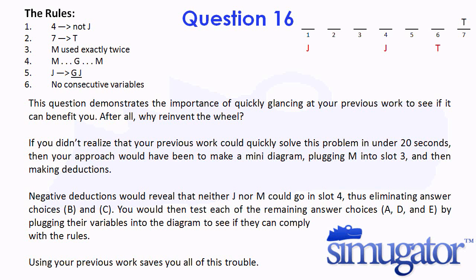This question demonstrates the importance of quickly glancing at your previous work to see if it can benefit you. After all, why reinvent the wheel or do unnecessary work? If you didn't realize that your previous work could quickly solve this problem in under 20 seconds, then your approach would have been to make a mini diagram, plugging M into slot 3, then making deductions. Negative deductions would reveal that neither J nor M could go into slot 4, thus eliminating answer choices B and C. You would then test each of the remaining answer choices, A, D, and E, by plugging their variables into the diagram to see if they can comply with the rules. But I prefer a quick glance at our previous work to save us all of this trouble.